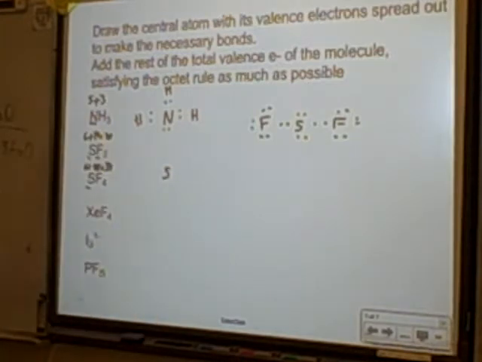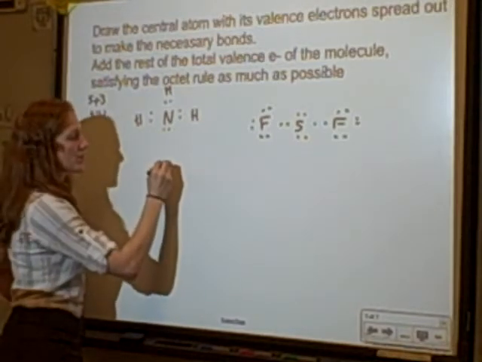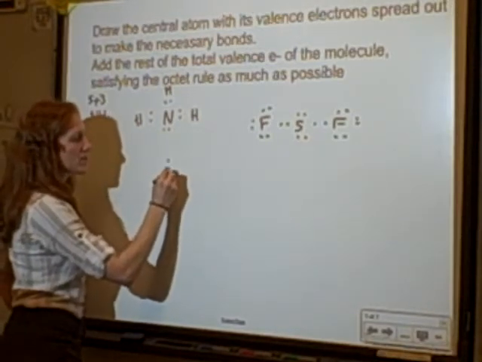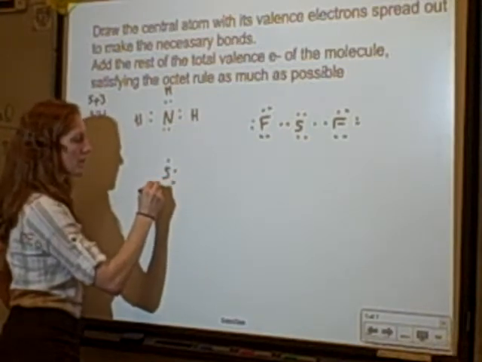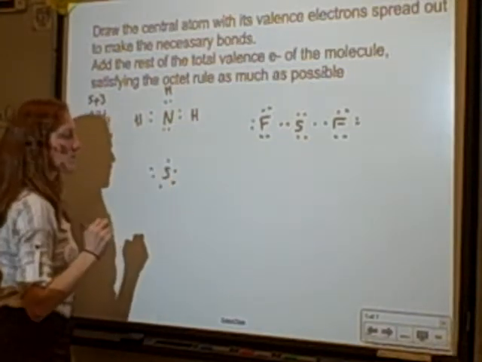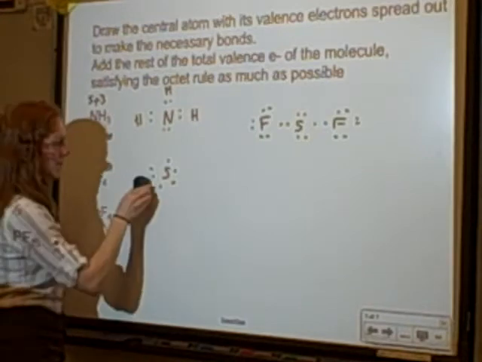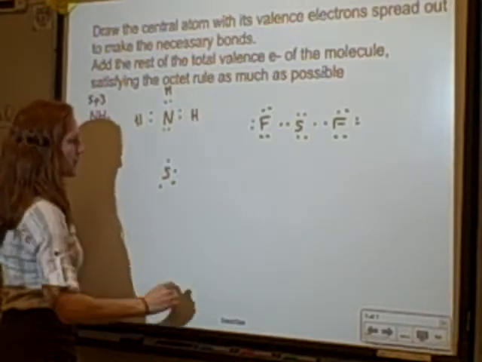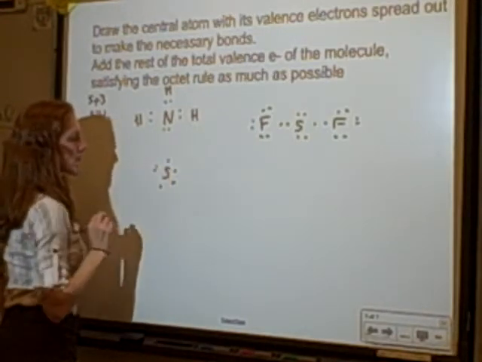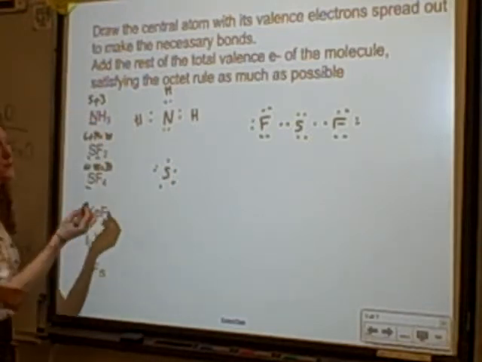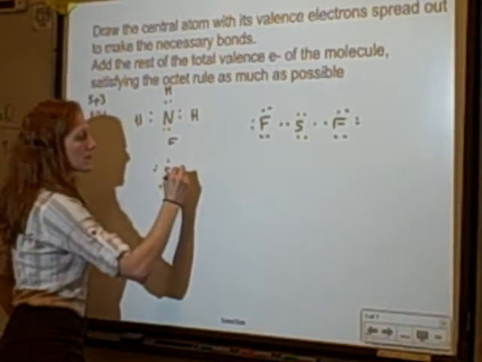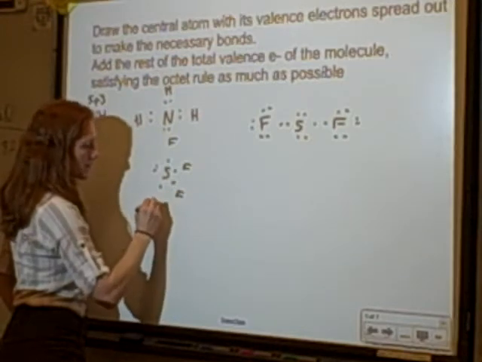For this thing, I'm going to go ahead and say, I know sulfur has 6 valence electrons. I'm going to put those electrons around the sulfur, leaving 4 of them open for bonding. So it's going to look weird. I've got 1, 2, 3, 4, 5, 6. I'm going to put that a little closer together. So it's 4 spread out and then 1 pair. Okay, so then the fluorine, I've got 4 fluorines. 1, 2, 3, 4.